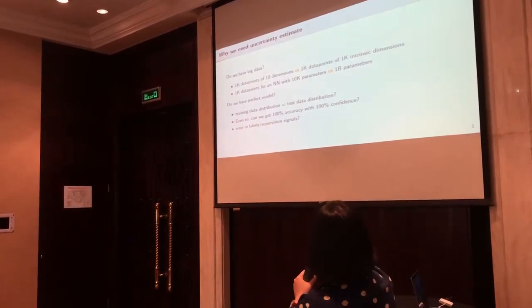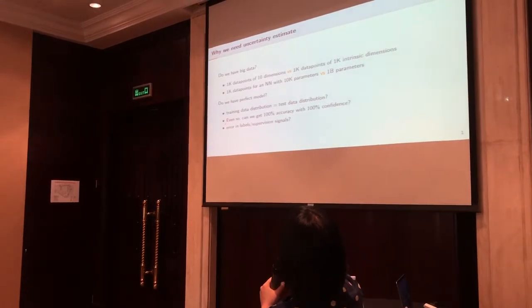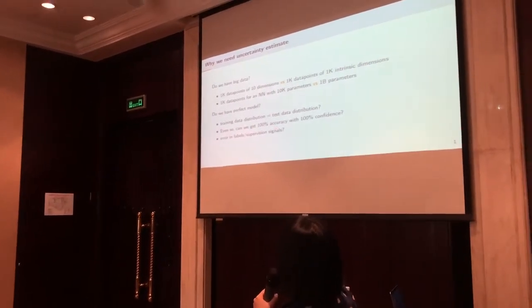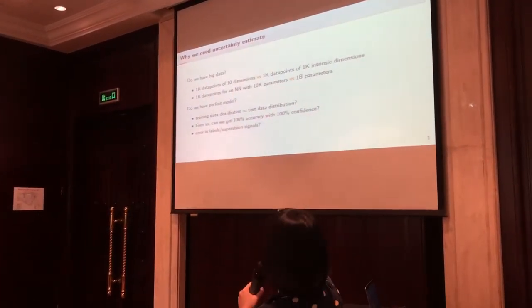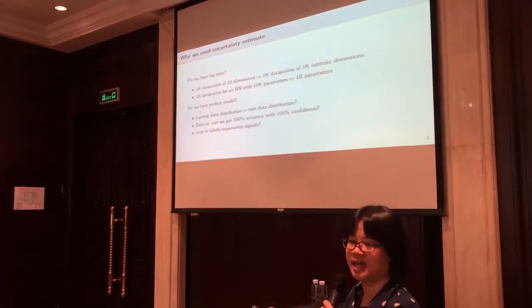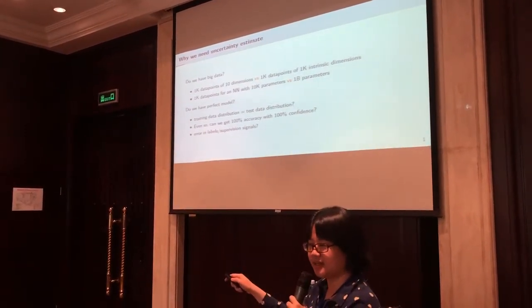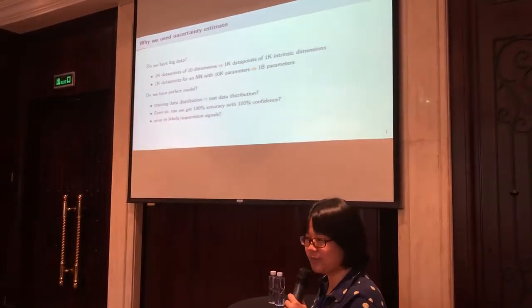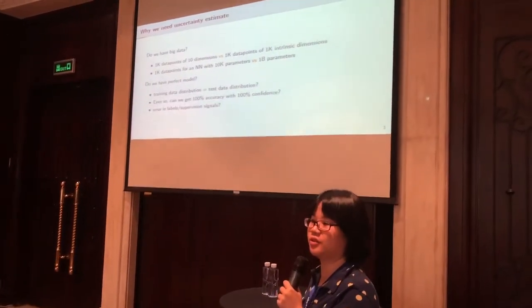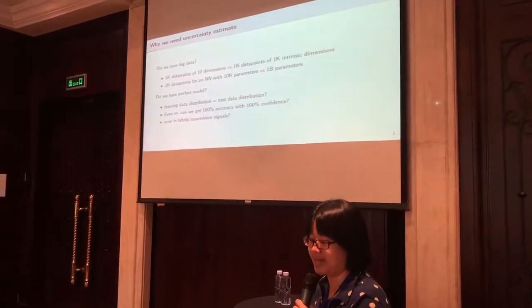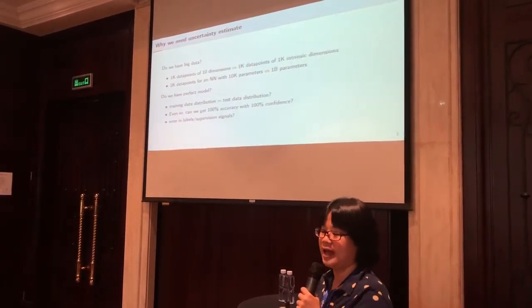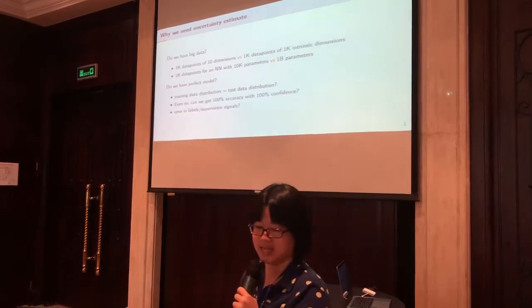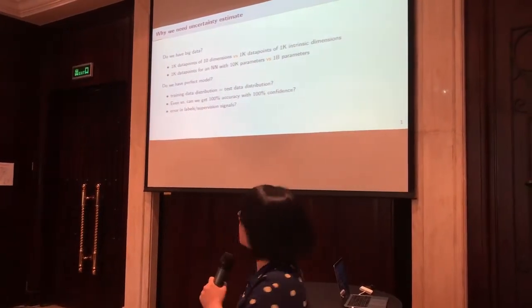Now, if test data equals training data, do you actually get 100% accuracy with 100% confidence? Which means, do you actually learn the ground truth function given a finite number of data? Usually the answer is no. So you definitely need some sort of confidence estimate or uncertainty estimate to tell whether you are confident in your answer on the test data.